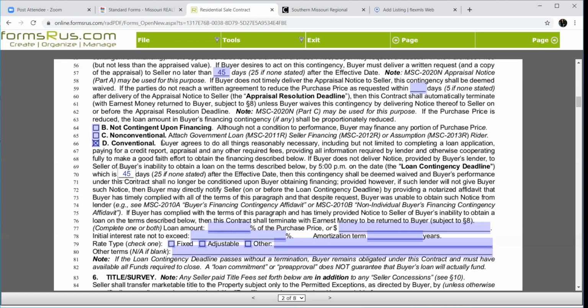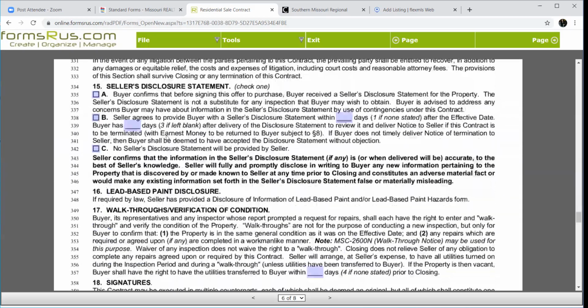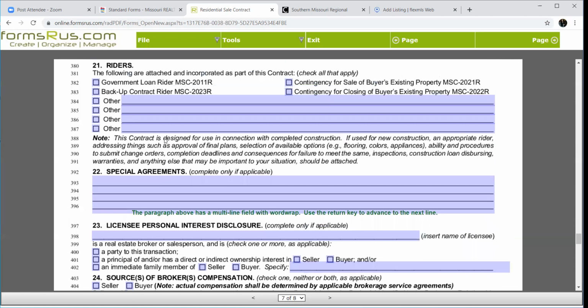Well, and so you guys do not have a builder contract that you're using as far as punch lists and those kinds of things? The reason I say that is it states very specifically in this contract, unless they've taken it out, which I don't think they have, this contract is designed for use in connection with completed construction. If used for new construction, an appropriate rider addressing things such as approval of plans is needed. So are you attaching things as far as timeframes are concerned?